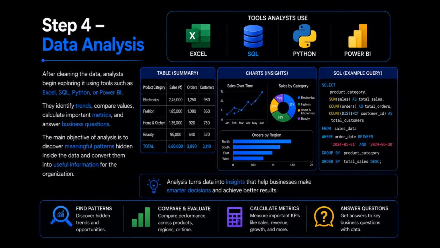Once the data is clean, step 4 is data analysis, where the real magic happens. In this step, analysts use tools like Excel, SQL, Python, or Power BI to explore the numbers. We identify sales trends, compare performance across categories, calculate key metrics, and write queries to answer critical business questions. The main goal here is to discover hidden patterns inside the data and turn raw numbers into useful, actionable insights. Data analysis is what helps businesses stop guessing and start making smarter, data-driven decisions.